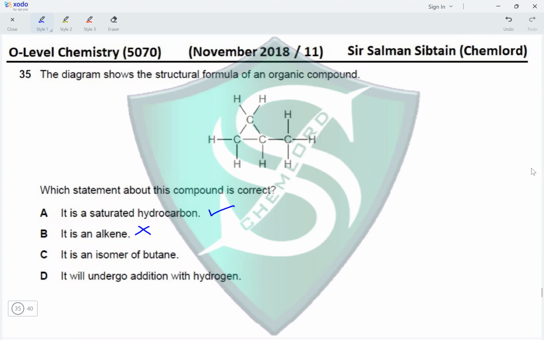It is an isomer of butane. The molecular formula of butane is C4H10, whereas the molecular formula here would be C4 and H1, 2, 3, 4, 5, 6, 7, 8, H8. So this is not an isomer of butane. In fact, it is an isomer of butene. So this is incorrect. It will undergo addition with hydrogen. Alkenes having a double bond will undergo addition with hydrogen. Here, there is no double bond present, so it will not undergo addition reaction. So this makes option A the correct option for this question.